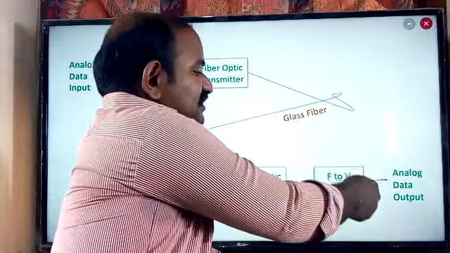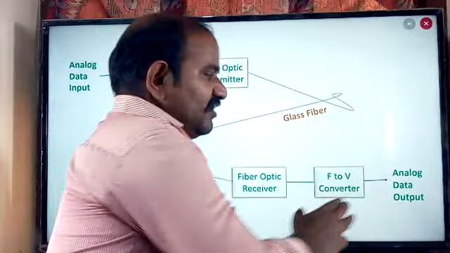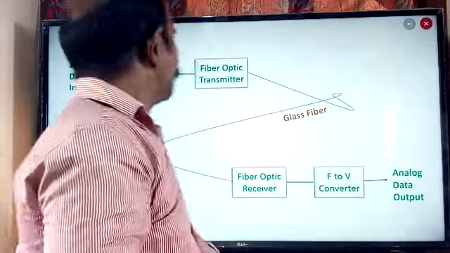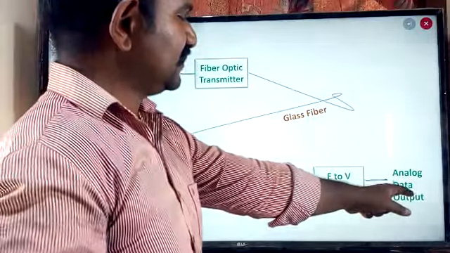format. The pulse format is again converted back into the voltage form using the frequency to voltage converter. Finally, we have the analog data output. Here we are sending the analog data input, and here we are receiving the analog data as an output.